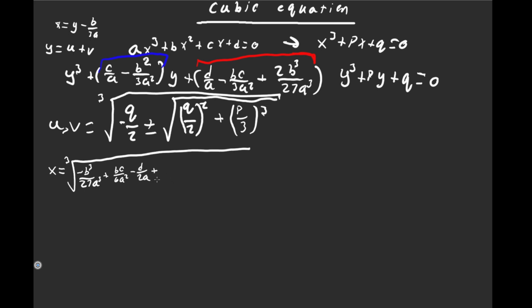plus or minus the square root of the whole expression, but all squared, minus b cubed over 27a cubed, 6a squared minus d over 2a squared. Seems like we're going to expand this out a little bit.